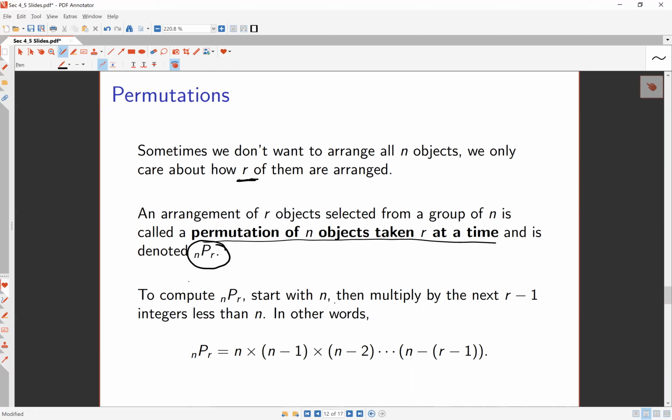And the basic idea is the same. You ask yourself, how many options are there for my first choice? n. Now you take away one of the options, so how many options are there for my second choice? n minus 1. And you keep going. You start with n, and you multiply the next r minus 1 integers less than n. So you keep going to the integer equal to n minus, in parentheses, r minus 1.